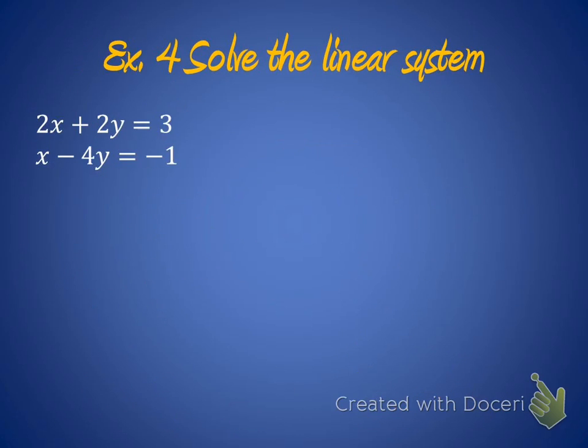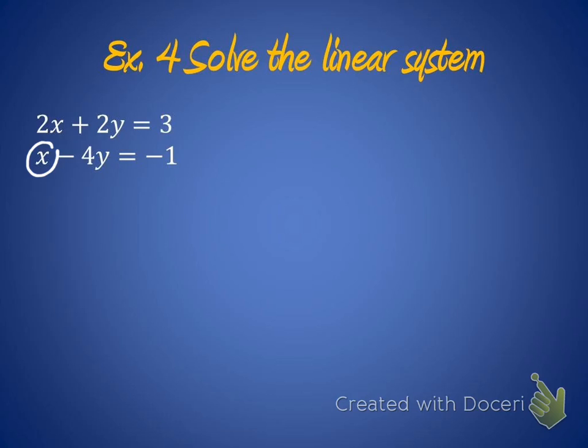Okay, so example 4, we're doing the exact same thing. I need to figure out what variable I want to get by itself, and then I'm going to do that, and I'm going to solve. So look at this problem right here. You decide which variable is going to be easiest to get by itself. Which one do you think? x minus 4y equals 1. Okay, and what in this equation am I going to get by itself? x. The x, perfect.